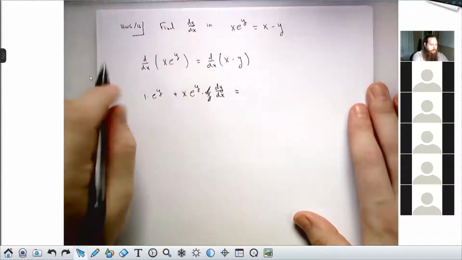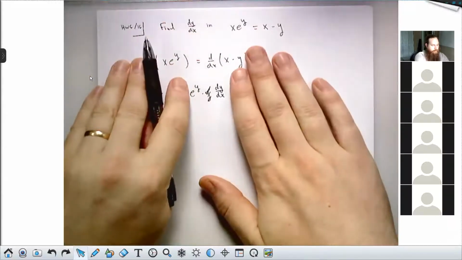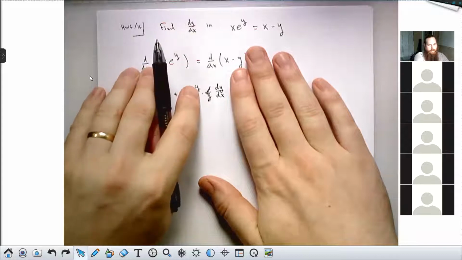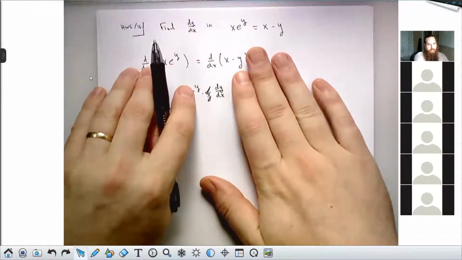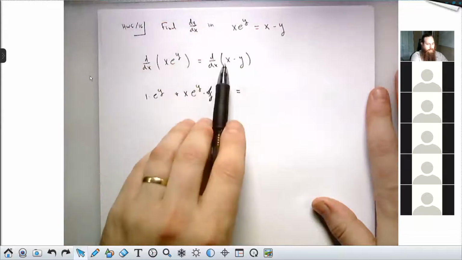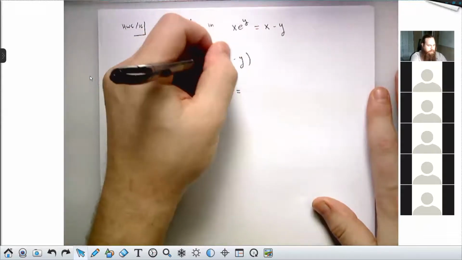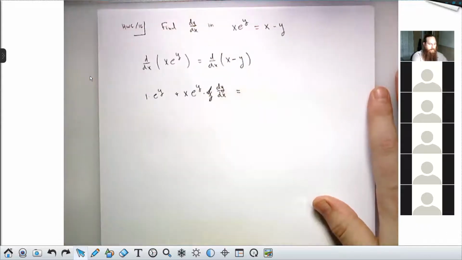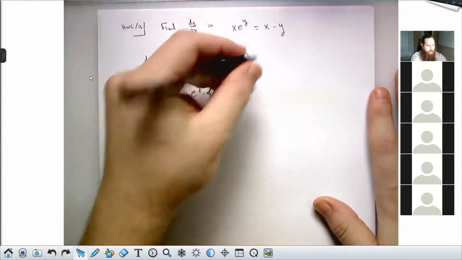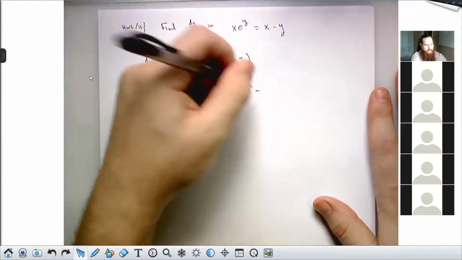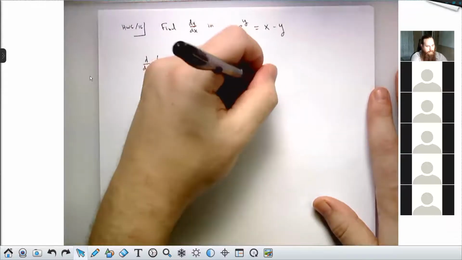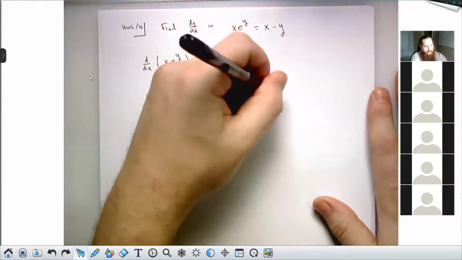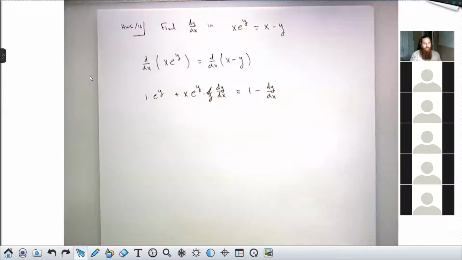So you can think of it as really just being like the chain rule, right? The derivative of e to some stuff is e to that stuff times the derivative of that stuff. And then on the right-hand side, this is a difference, x minus y, so I don't need any special rules. The derivative of x is just 1. The minus comes along, and the derivative of y is dy dx. And again, you could write this using the prime notation too, just instead of dy dx, writing y prime. Either way would be fine.